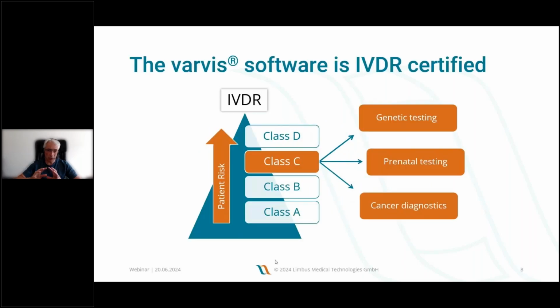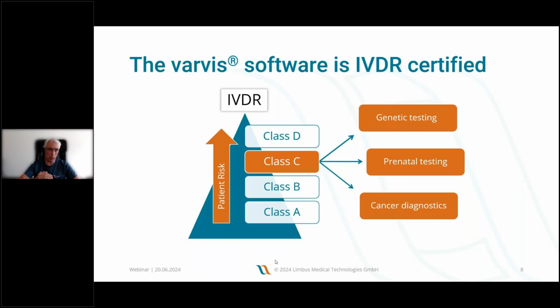So just as a short overview, varvis has been classified as a Class C device. I'll explain in more detail shortly what these classes mean, but Class C is specifically meant to be applied to genetic testing, IVDs, prenatal testing, cancer diagnostics. So this is where we nicely fit in, where we think our software should be classified.